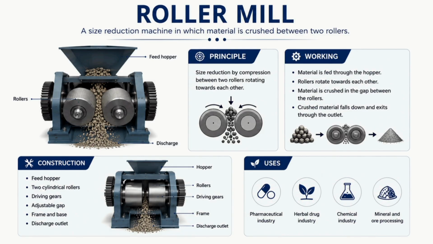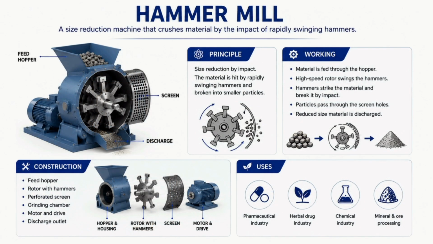So how compression will happen. Here the number of rollers can be increased. A triple roller mill is also there. In that mill we can use three rollers at a time to crush the materials. And the next one is the hammer mill.